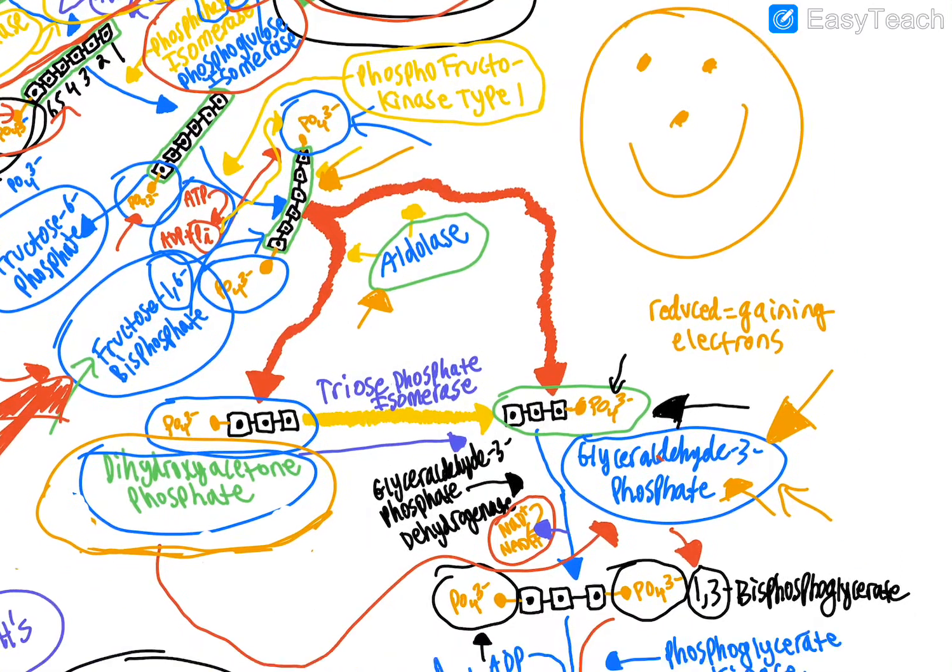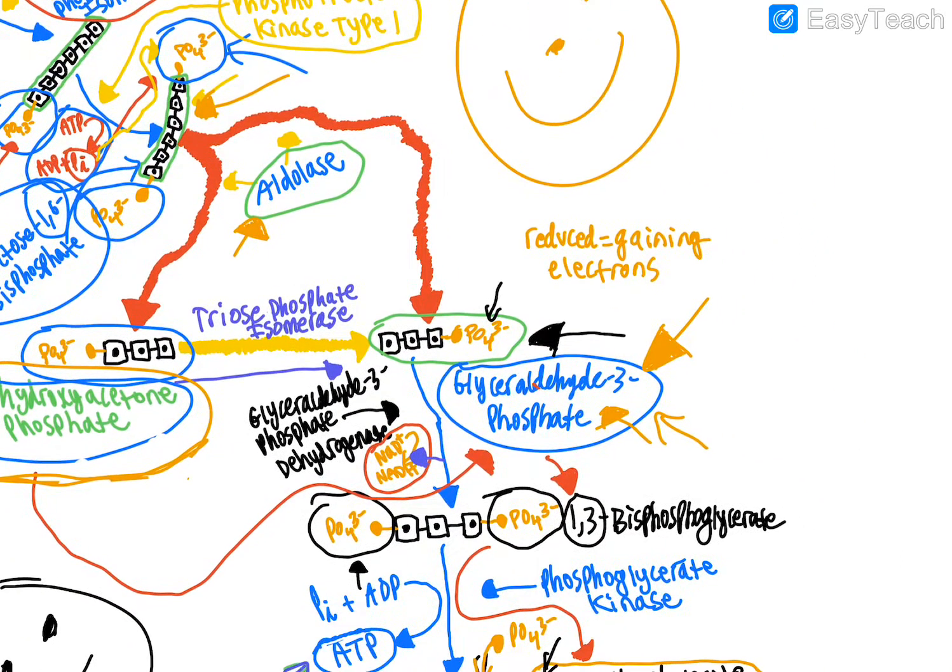Now we start from this process. We have glyceraldehyde 3-phosphate, and it is going to be converted into 1,3-bisphosphoglycerate, which is right here. The enzyme catalyzing this reaction is glyceraldehyde 3-phosphate dehydrogenase, so that's pretty easy to remember.